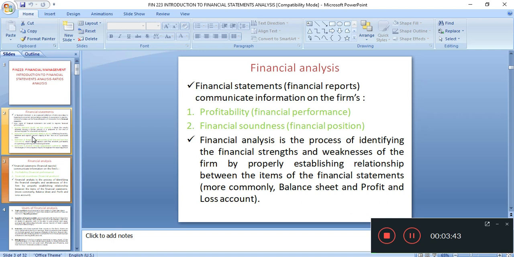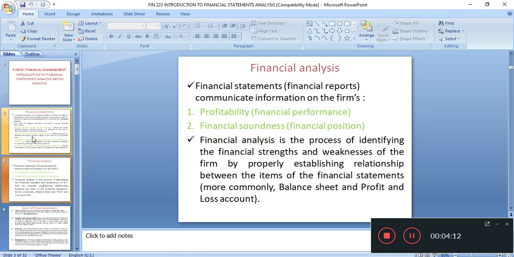Next, financial analysis, where we complete the financial statements. Financial analysis of the financial statements or financial report communicates information about the firm's profitability, which is shown by the statement of financial performance. Second is the financial soundness, where it shows the financial position.